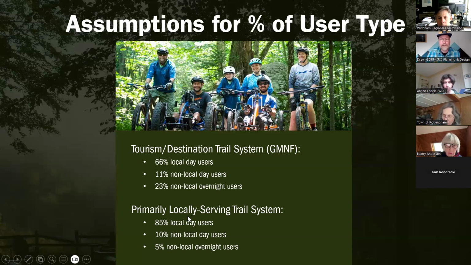For a locally serving system, these are things you might have in your town forest, something in the village center. This is Vermont, where we do have a lot of tourism and second homeowners. So even these locally serving systems usually will have some non-local use, but I'd recommend looking at something about 15% non-local use, and maybe 10% non-local day users and 5% non-local overnight users. And that would track with some of the Vermont tourism data that we've looked at in some other studies. That can be a really good estimate.